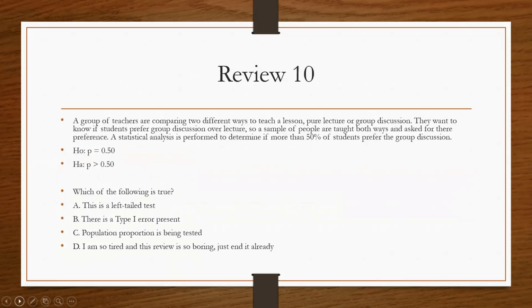A group of teachers are comparing two different ways to teach a lesson: either a pure lecture or a group discussion. They want to know which students prefer. They get a sample, teach using both ways, and ask which one they prefer. Then a statistical analysis is performed to determine if more than 50% of the students prefer group discussion. So the null is p = 0.5 and the alternative is p greater than 0.5. Which of the following is true?